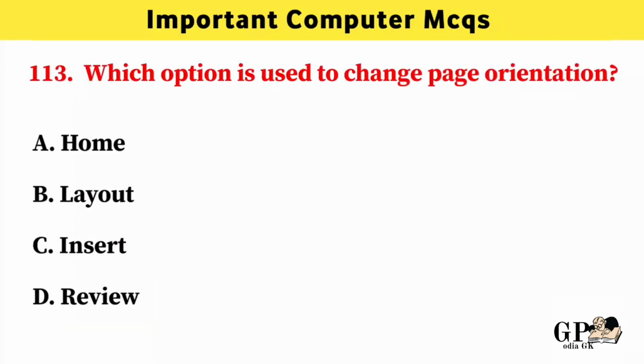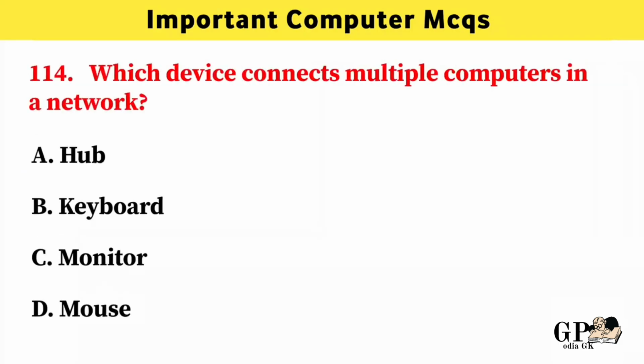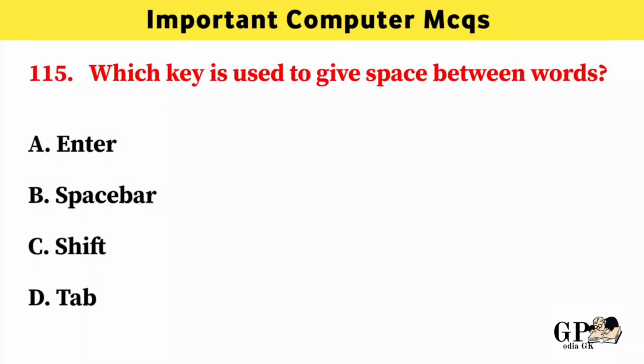Which option is used to change page orientation? The correct answer is layout. Which device connects multiple computers in a network? The correct answer is hub. Which key is used to give space between words? The correct answer is spacebar.